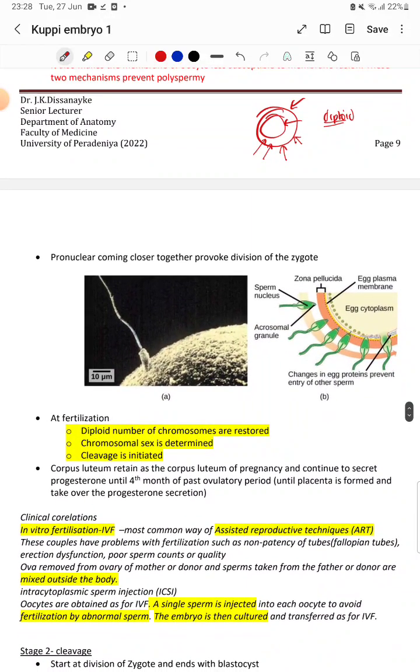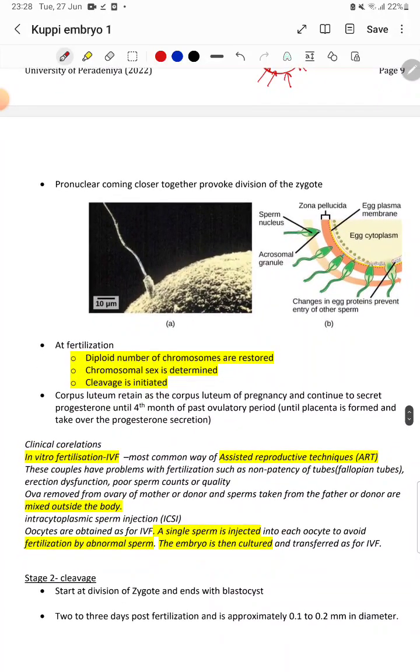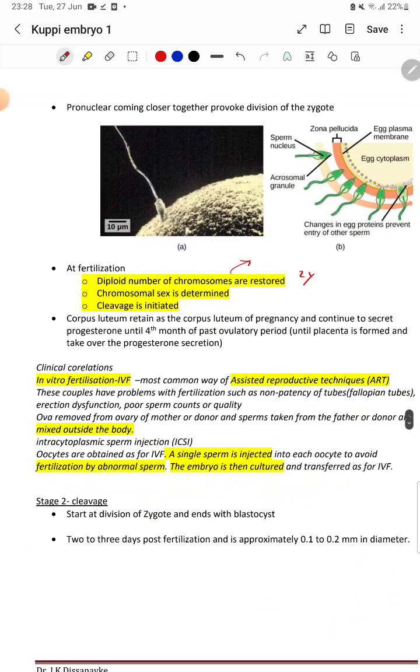You can see here's just a picture, and upon fertilization you have three things that will happen. Obviously the diploid chromosomes will be there, so the zygote will be diploid, not haploid, and the chromosomal sex is determined too, and that is actually determined by the sperm. And cleavage is the next stage, stage number 2.